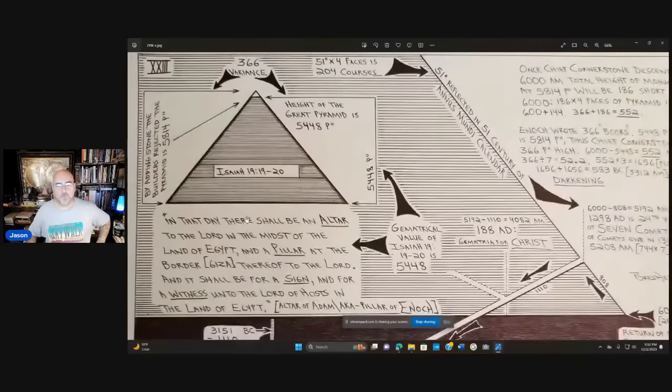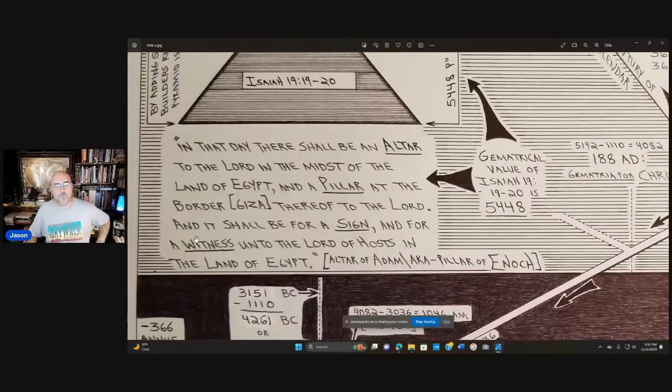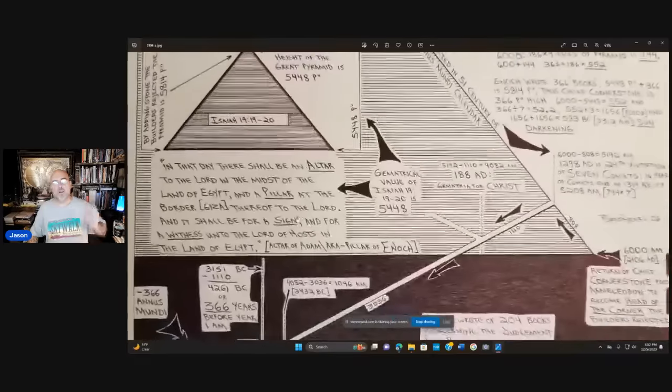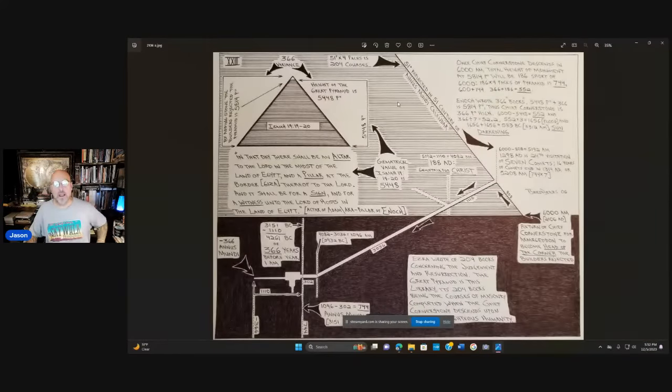This Bible verse is gematrically identifying the Great Pyramid as the altar of the Lord in the midst of the land of Egypt, a pillar at the border thereof to the Lord, and it shall be for a sign and for a witness unto the Lord of hosts in the land of Egypt. Guys, in the book of Revelation, what do we have? We have the two witnesses, and we have what? 144,000 prophets, saints in the last days. What is the Great Pyramid covered with? Covered with 144,000 white stones. What does the book of Revelation say? To he who overcometh, I will give you a white stone and a new name.